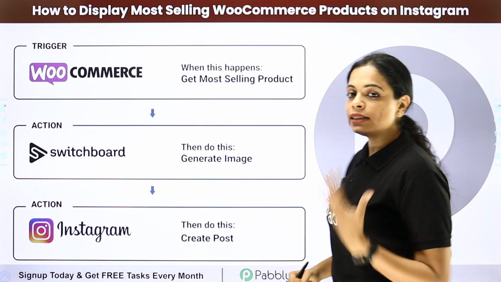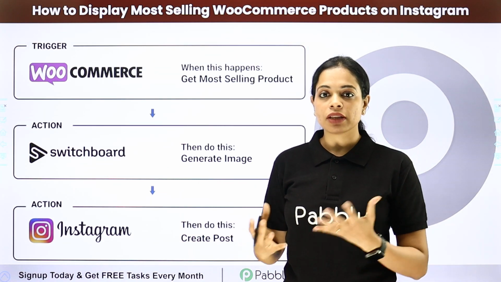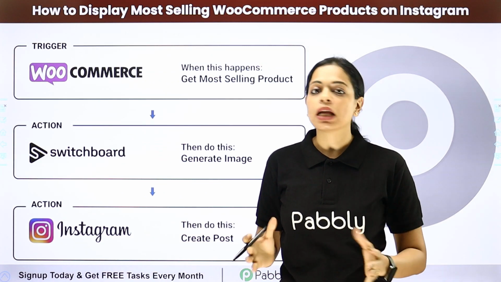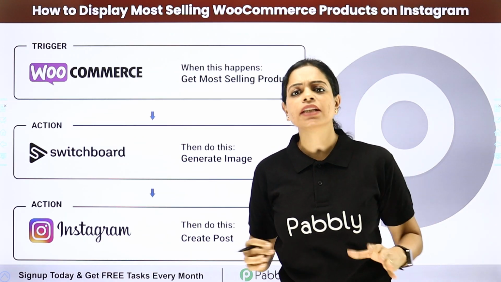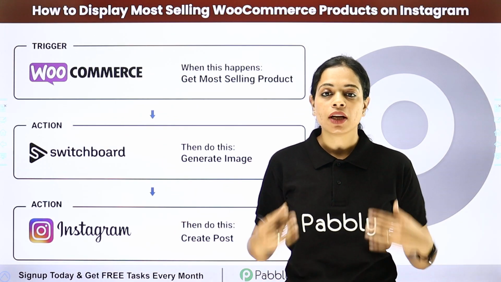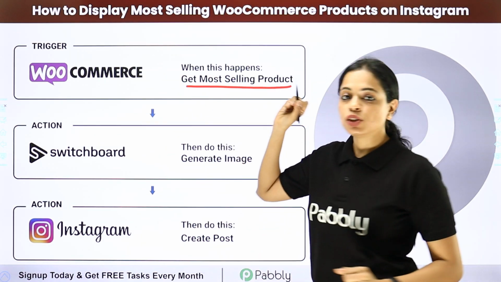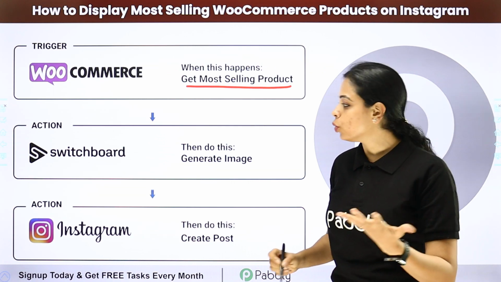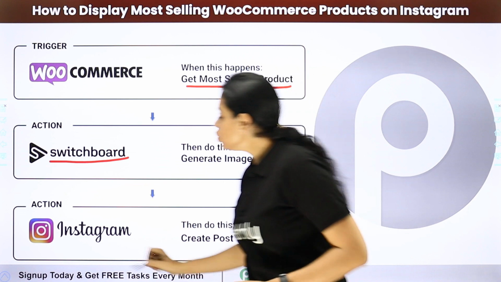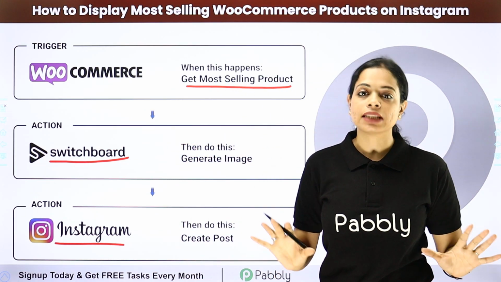So we all know that Instagram is booming, which means that we want to advertise on Instagram. Why? Because the age group of people who are on Instagram has no limits now. Everybody is on Instagram, so your product gets a wide variety of customers. So here, the most selling product that you have on your WooCommerce online store, first with the help of Switchboard, you're creating an image of that and then you're posting that on Instagram, which means you do not have to do anything, no wasting time at all.